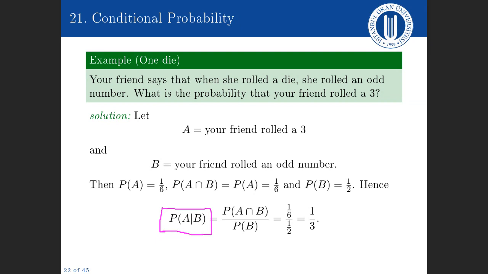Now that makes sense because if our friend says that she rolled an odd number, straight away we know that she rolled either 1, 3, or 5. So there's 3 possibilities, equally likely. So what is the probability that she rolled a 3? We could answer this another way. The probability is 1 divided by 3.